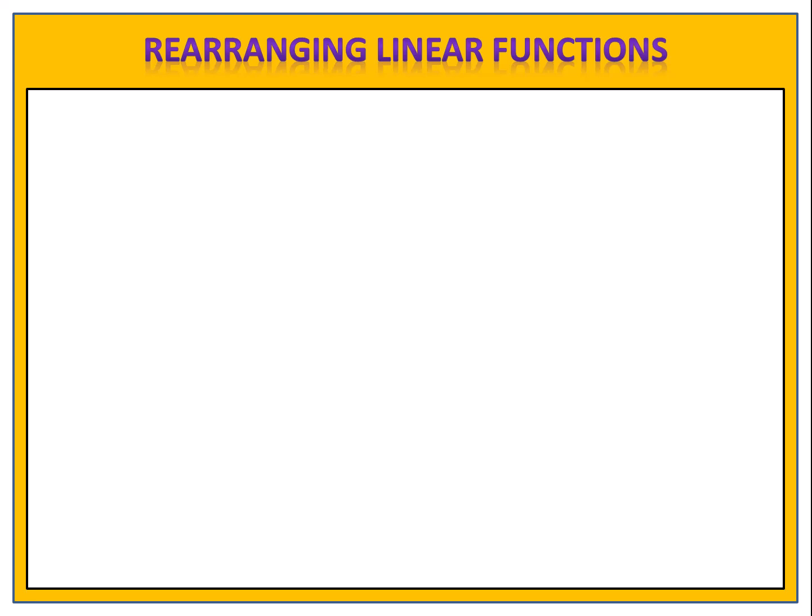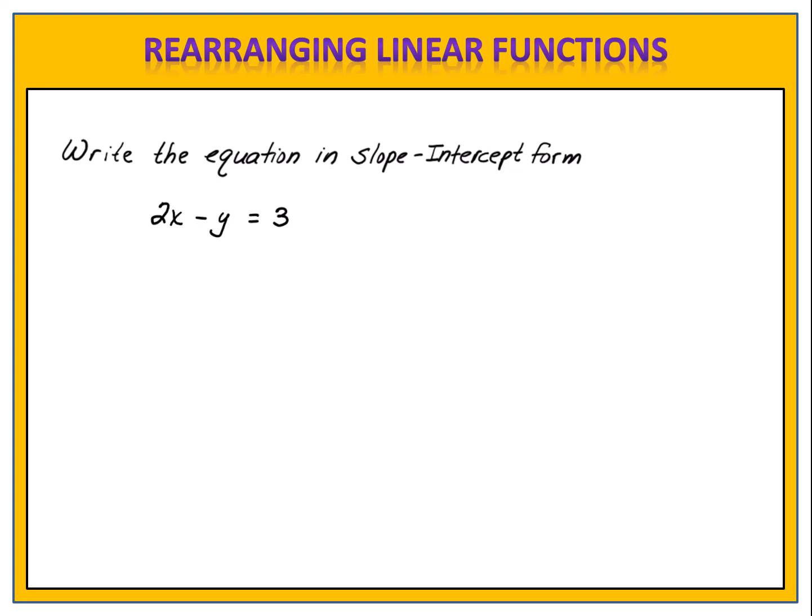Now, sometimes while dealing with these equations, we run into an interesting situation. Example 2 highlights this. We want to write the equation 2x minus y equals 3 in slope-intercept form, and we follow all the same rules. We draw our line down from the equal sign, and the goal is to get the y alone. The first step will be to subtract the 2x from each side. When I do that, I have negative y equals negative 2x plus 3.